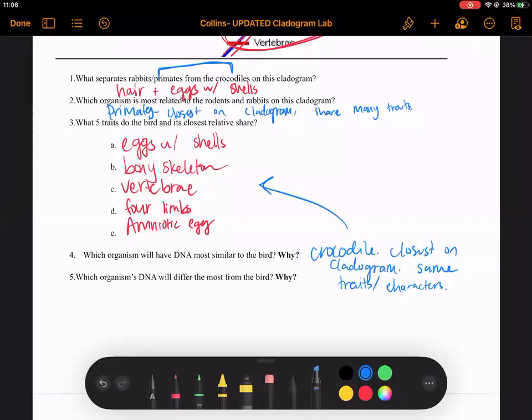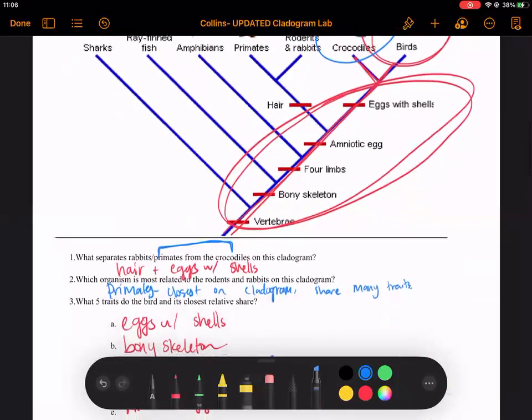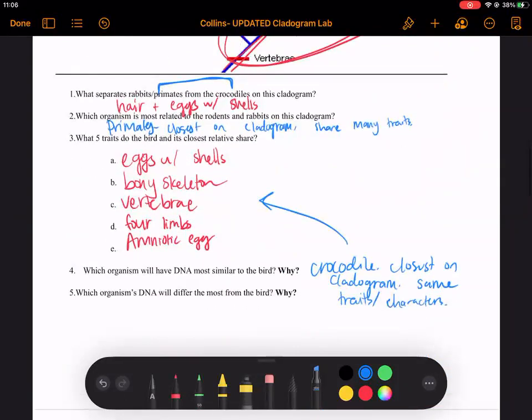Perfect. You are exactly right. So I love that you gave me both of those reasons, right? You said they're closest on the cladogram, which tells us they're most closely related, but then they also have those same 5 traits or characteristics that we actually just wrote down. Great job. All right, which leads us to number 5.